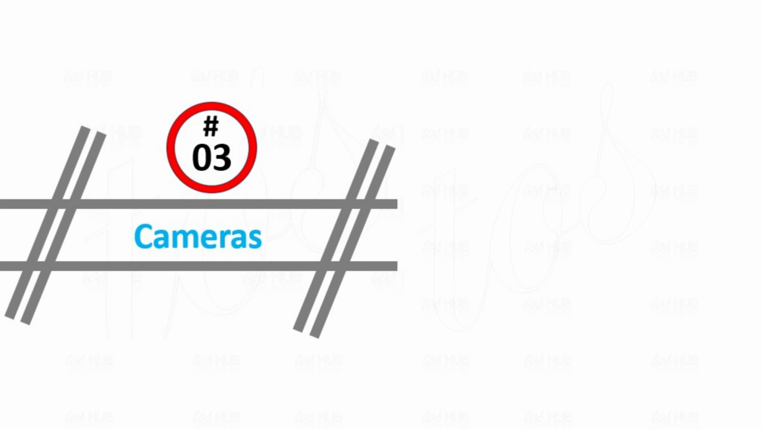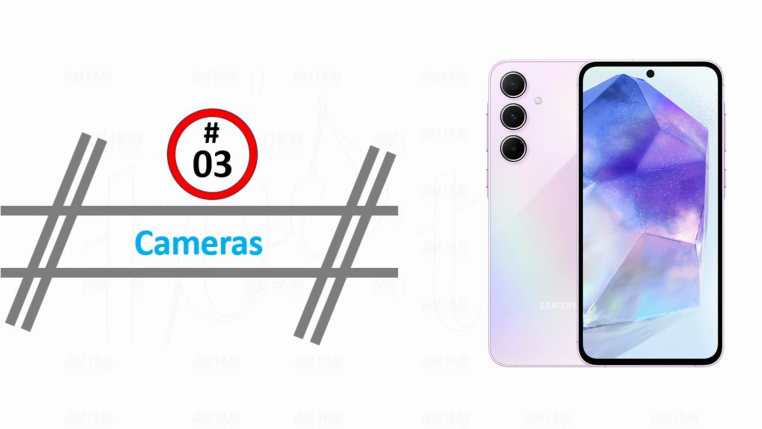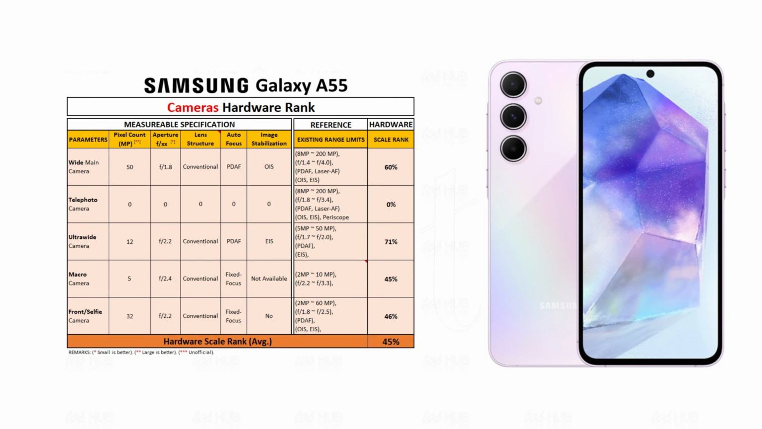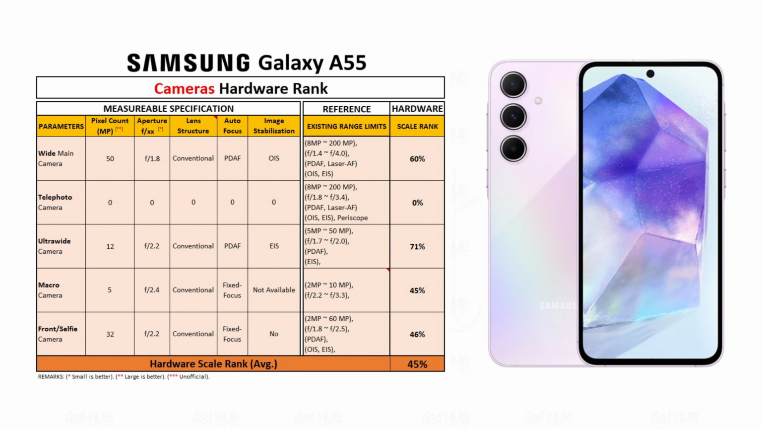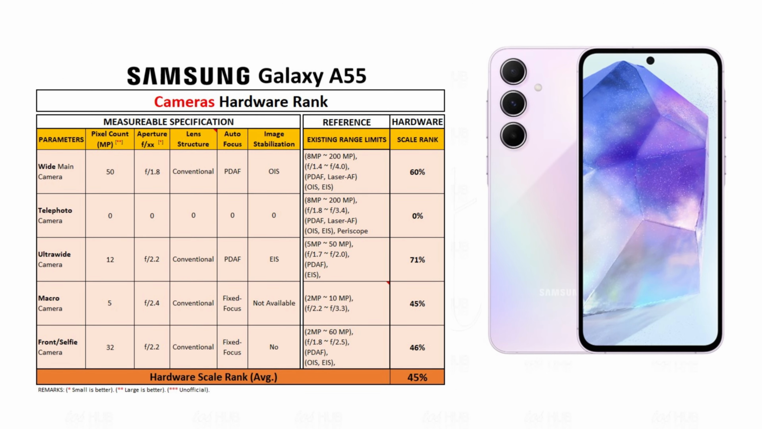Proceeding to third category, which is about camera. Samsung Galaxy A55 camera's hardware rank bases on 5 parameters. It includes wide camera, telephoto camera, ultra-wide camera, macro or depth camera, and front camera. By comparing the camera specification with available smartphones, the score rank stands at 45% scale.